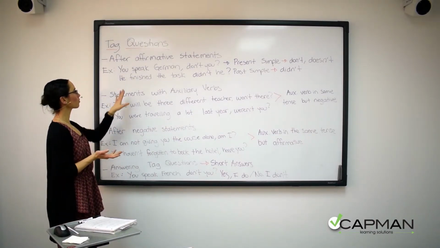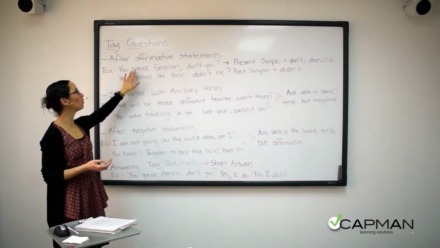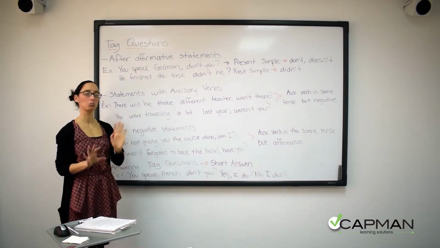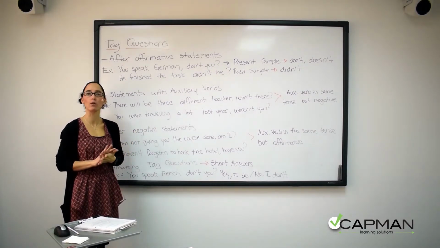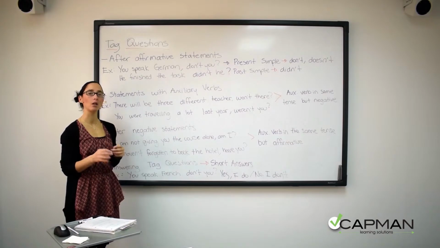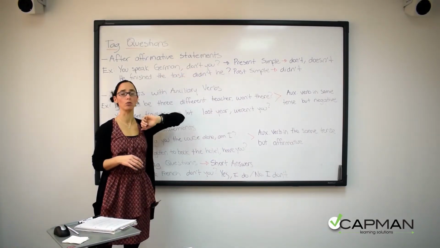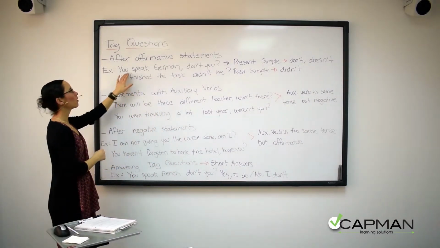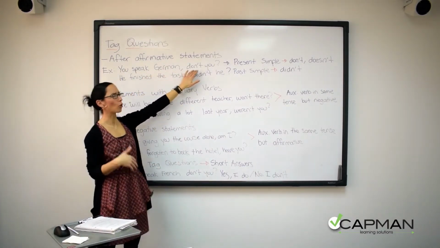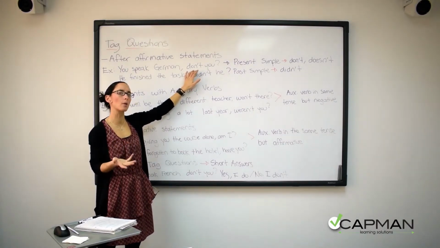Very simple. We have an affirmative statement, like for example, you speak German. Simple, short, affirmative statement. How would we add a tag question to that statement? Simply adding a comma and adding don't you. You speak German, don't you? You are reaffirming that he speaks German.